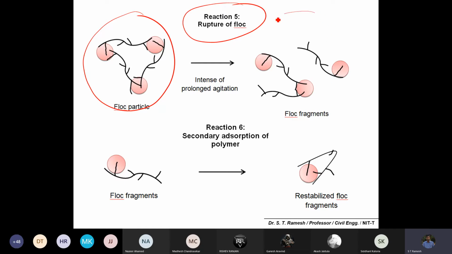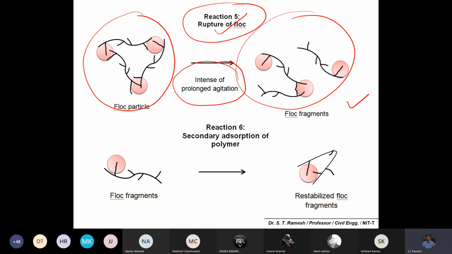But imagine our situation, if in the flocculation chamber your mixing speed is very high, there could be a possibility of rupture. Please make a note. There could be a possibility of rupture like this, and because of rupture or intense or prolonged agitation, these flock particles are sometimes disintegrated into a number of pieces like this. This is called flock fragments that cannot be separated in a clarification or sedimentation tank.